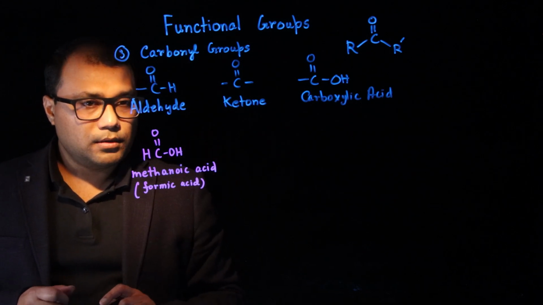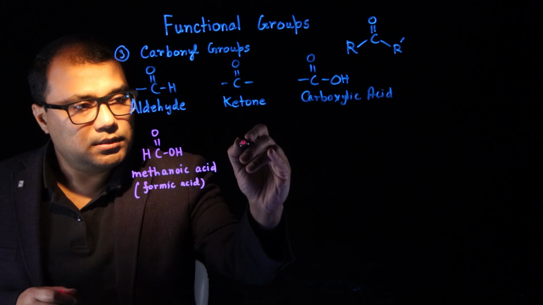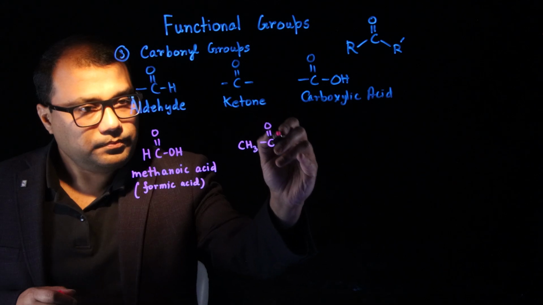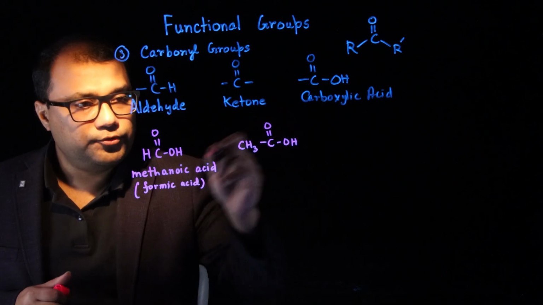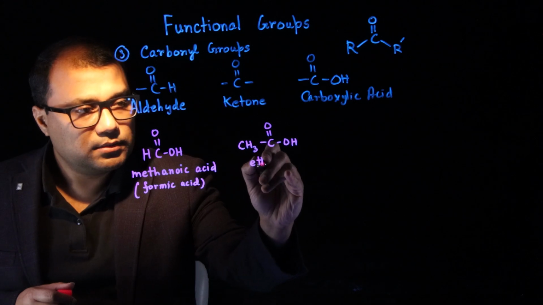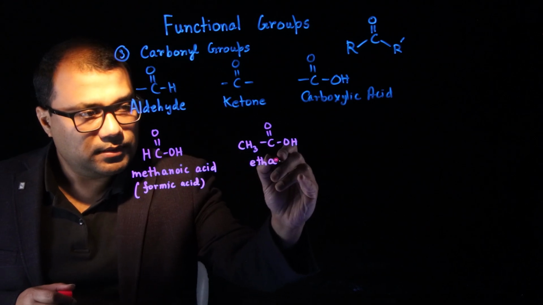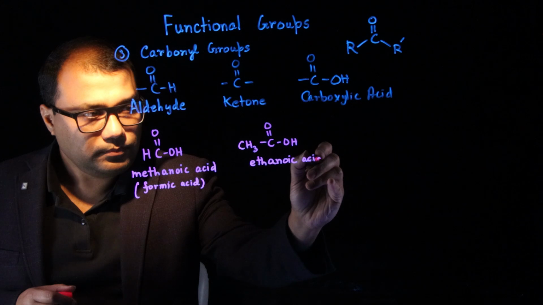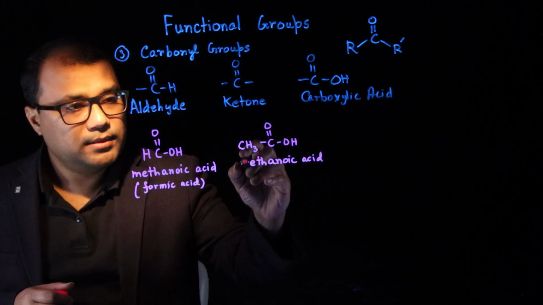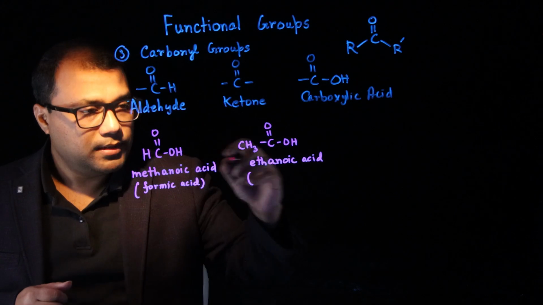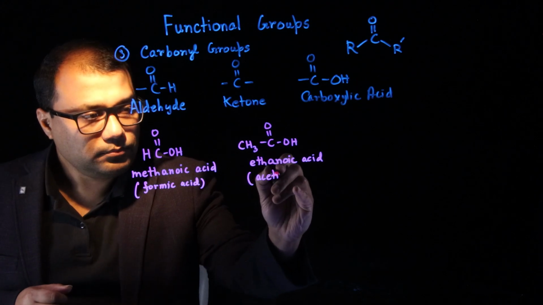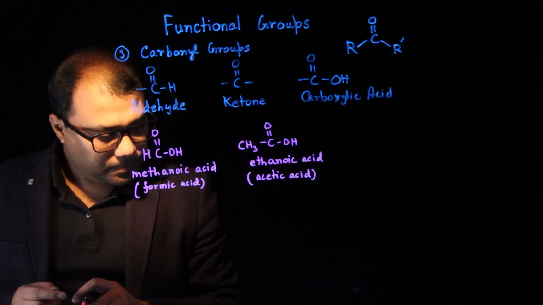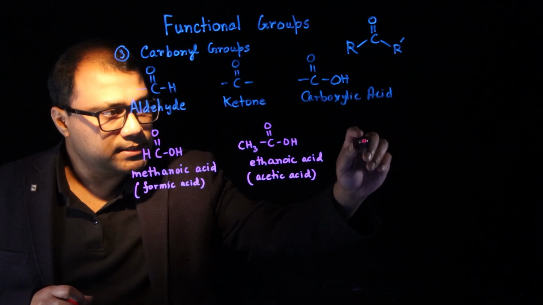Okay, now let's increase one of the carbons here. So now we have two, so it has to be eth and ethane, A-N-E, we omit the E, replace it with oic acid. So this becomes ethanoic acid. The common name for this one is acetic acid. Okay, now let's take a little bit more complex example.